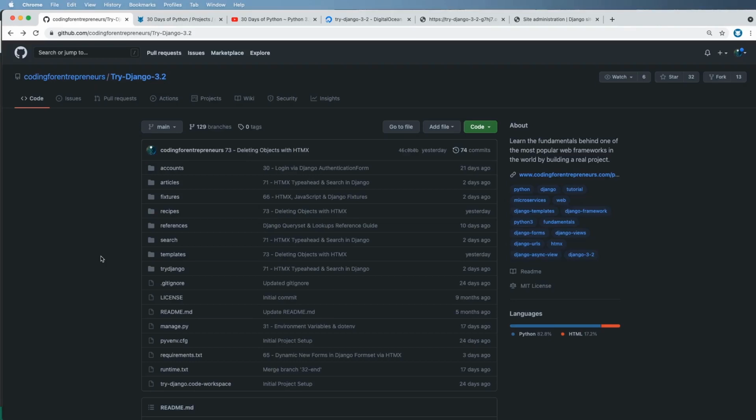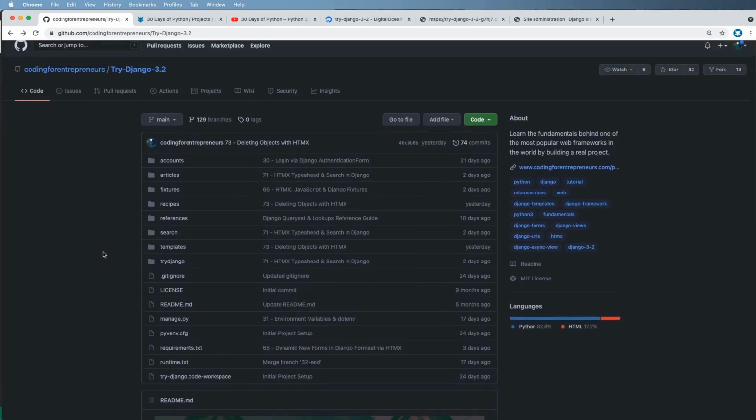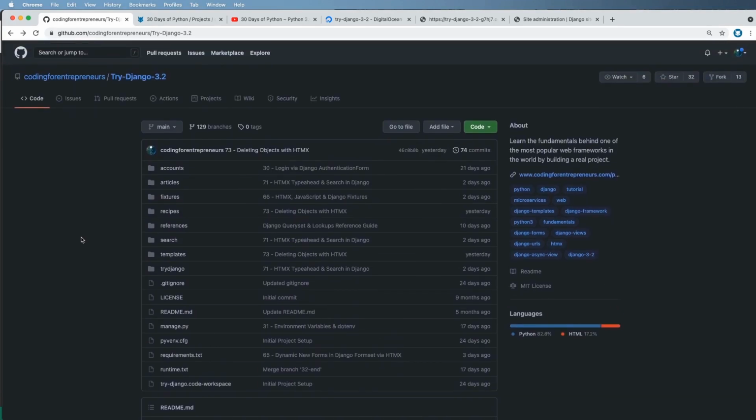All right, so let's go ahead and talk about some of the requirements to be successful in this Try Django 3.2 series. The first and primary one is the willingness and the gusto to get through challenges when you inevitably face them. One of the biggest problems and one of the hardest things about learning how to code is continuing to go through the challenge after challenge.